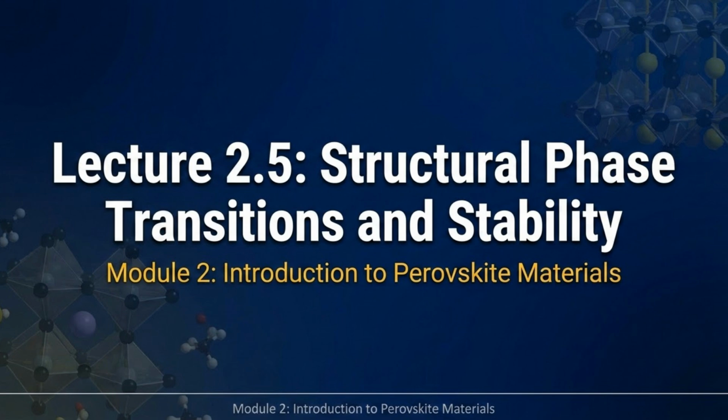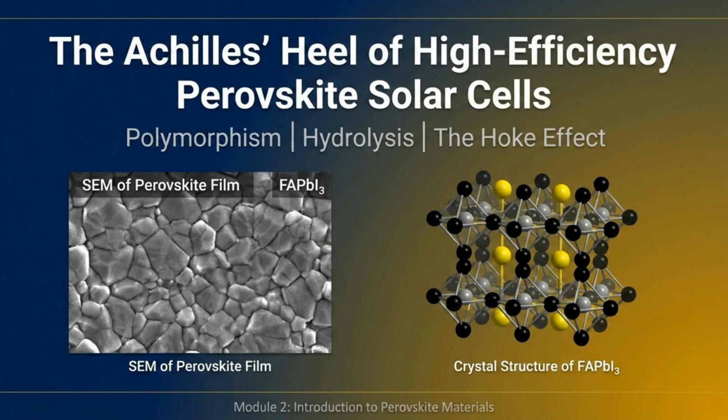Welcome to Lecture 2.5 on Structural Phase Transitions and Stability, part of Module 2, Introduction to Perovskite Materials. In the previous lectures, we discussed crystal structure, bonding characteristics, and optoelectronic properties of halide perovskites. Today, we shift our focus toward structural stability, specifically, how and why these materials undergo phase transitions. This lecture is fundamentally about understanding instability from a crystallographic and thermodynamic perspective.